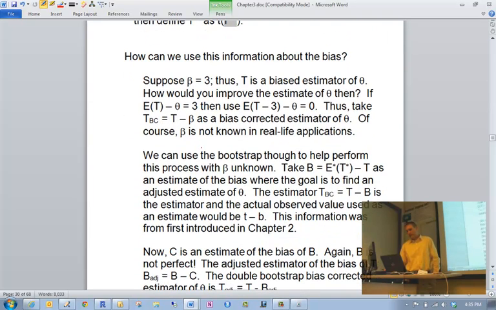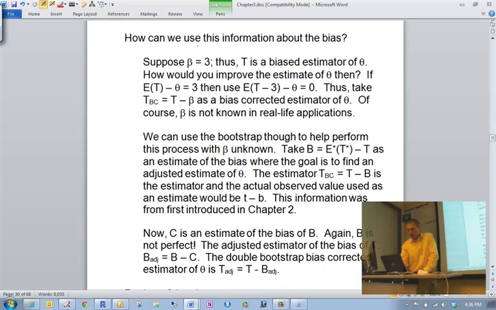So, great. We got this thing called B. We got this thing called C. B is the bootstrap estimate of the bias. C is the estimate of the bias of the bias. It's a bootstrap estimate of the bias of the bias. So how can we use this information? This goes back to what we first saw at the end of the Chapter 2, Part 1 notes. But then we're going to add some stuff to it.